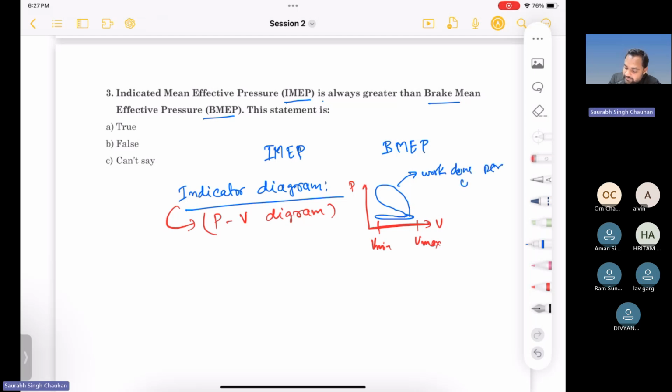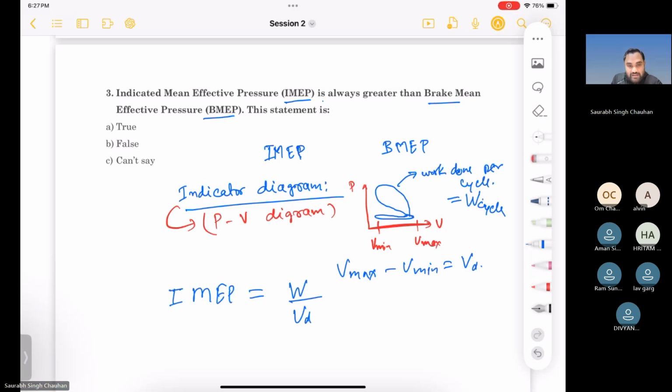Work done per cycle, and you have this maximum volume minus minimum volume. Let us say work done is W, and V max minus V min will be equal to your VD. So you will get MEP equal to W per cycle divided by VD. Since these values of work and volume you are getting from this particular diagram which you call the indicator diagram, this MEP is also called IMEP, indicated mean effective pressure. So this is from the PV diagram.